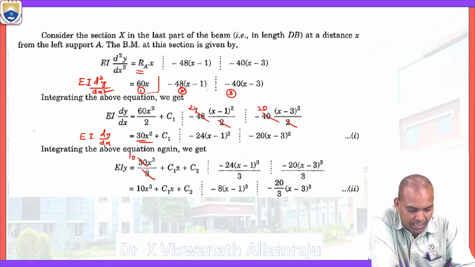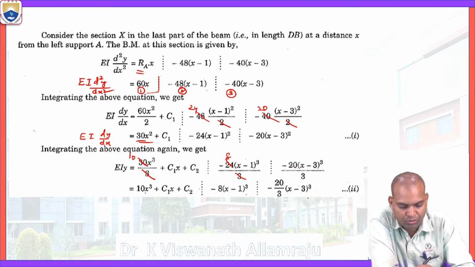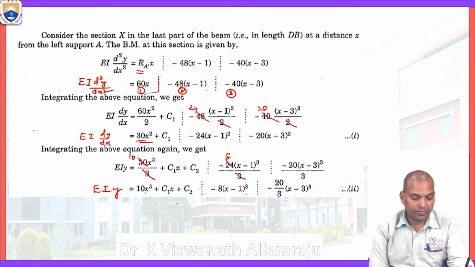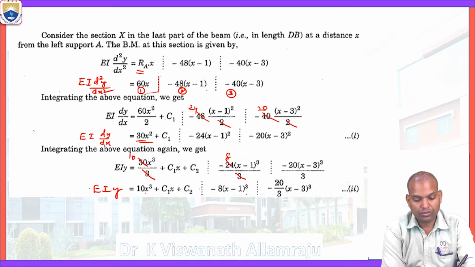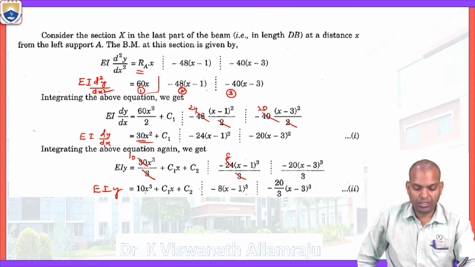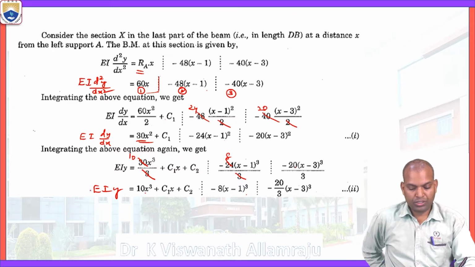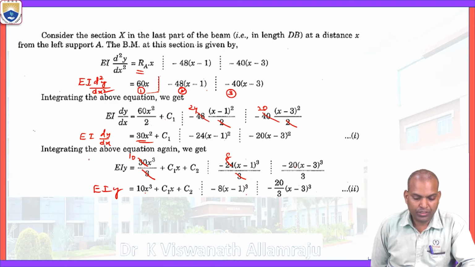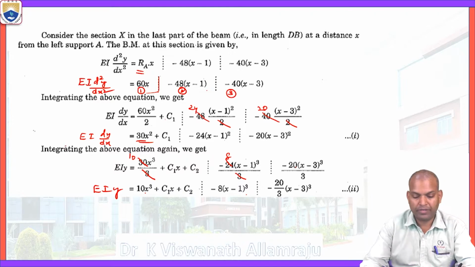Now this is 10 times, 30 by 3, 10x cube plus C1x plus C2 minus 8 times (x minus 1) whole cube minus 20 by 3 (x minus 3) whole cube. This is EI times y. If we know the constants of integration C1 and C2, and substitute them in equation 2, that equation becomes the deflection equation. And if we calculate C1 in equation 1, that equation becomes the slope equation.